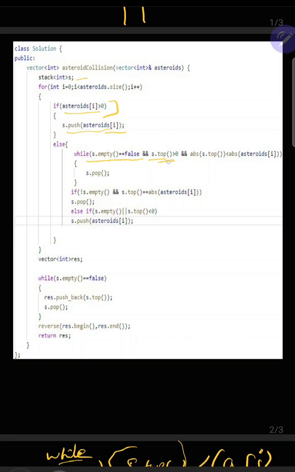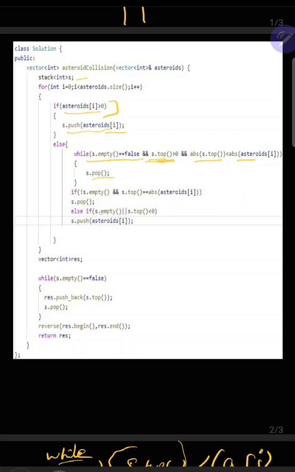This is the condition. Collision will happen only if the stack topmost is moving in the positive direction and the upcoming is moving in the left direction. Only then the collision will happen. So asteroid top is greater than 0, and one more condition: the absolute value of the top is lesser than the absolute value of the upcoming asteroid. So we will pop all of these.